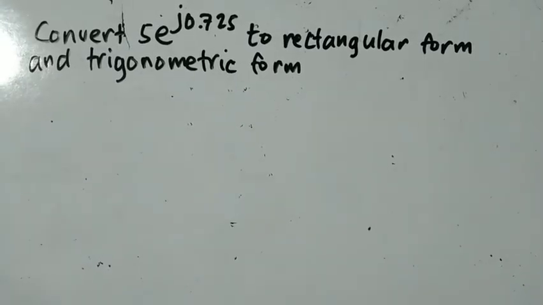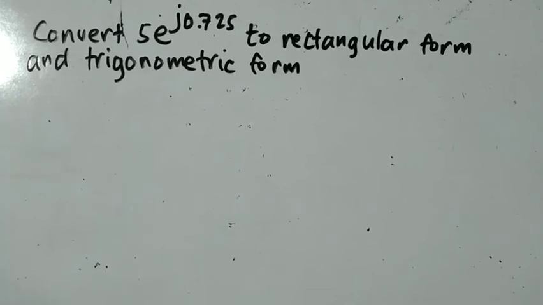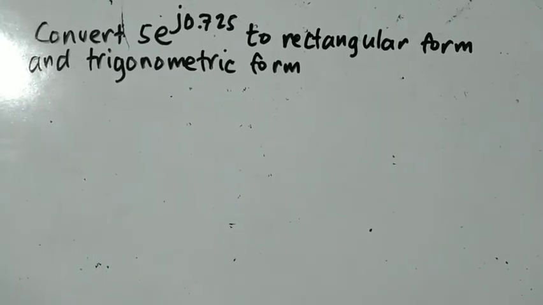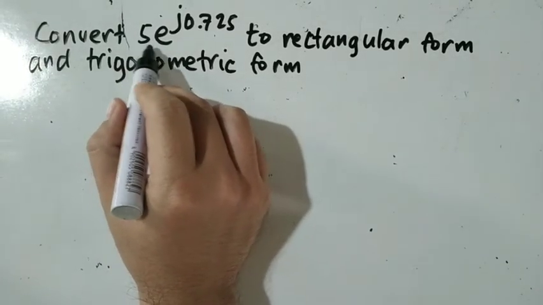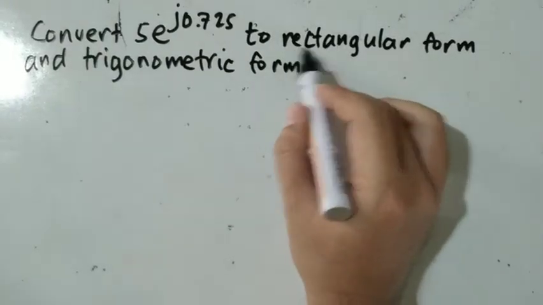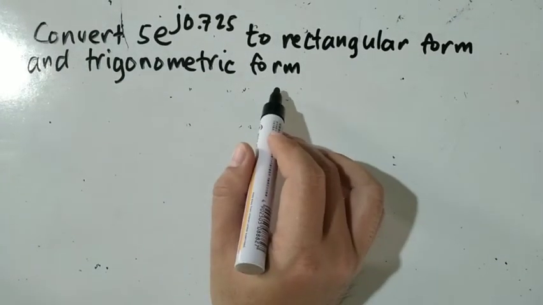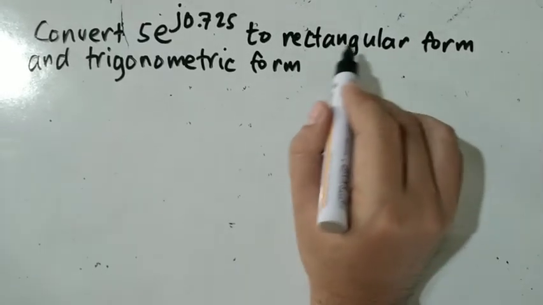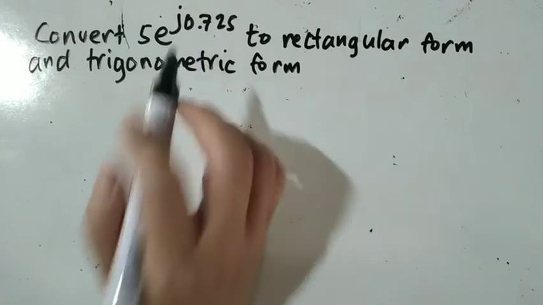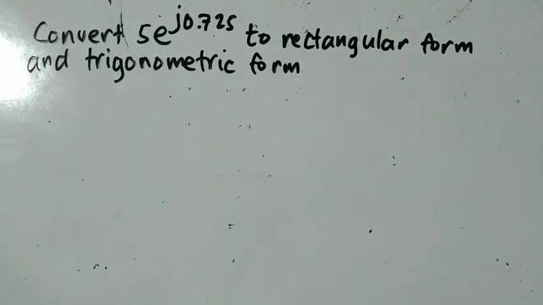The next example is to convert 5e j 0.725 to rectangular form and trigonometric form. Okay, same process, however we reverse it because right now we are to convert a complex number in exponential form to rectangular form and trigonometric form. In our previous example, we have converted from rectangular form to trigonometric form and then to exponential form. This time we do the reverse.